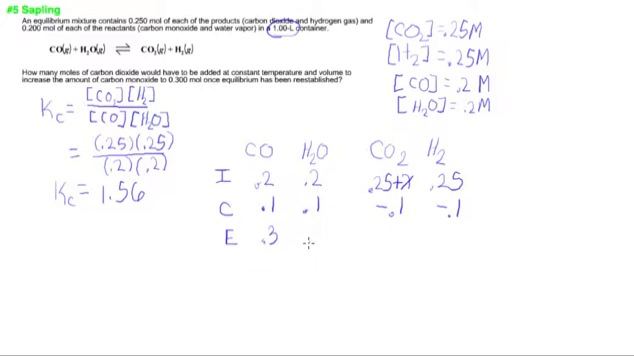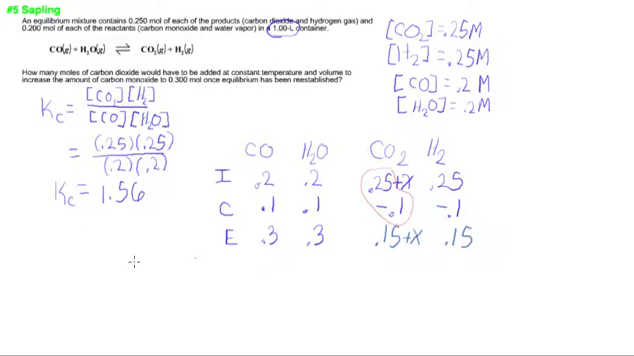So that gives me carbon dioxide having an equilibrium concentration of 0.25 plus x minus 0.1. Okay, my like terms are right here. 0.25 minus 0.1 is 0.15 plus x, and my hydrogen is going to be 0.15.